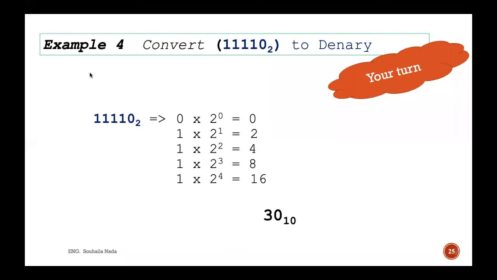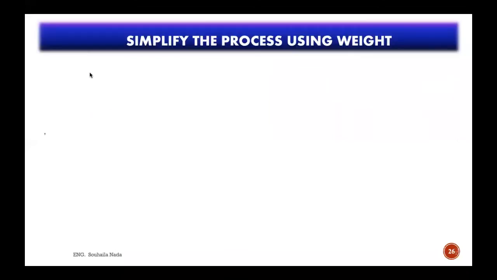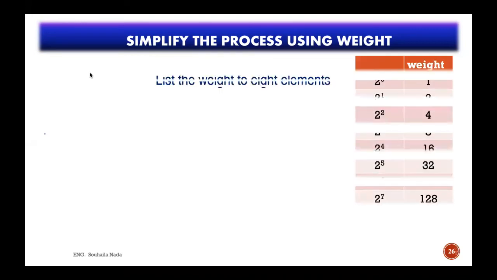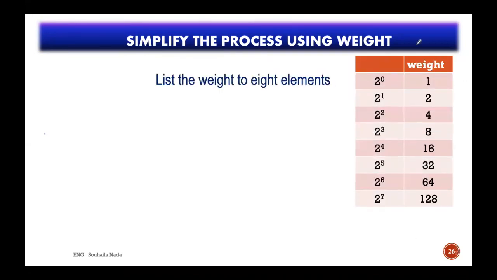Let us go through a simpler way to do it, using what is called weight. What is the weight? We are going to memorize this. The weight is 1, 2, 4, 8, 16, 32, 64, and 128. I think it is easy to memorize, right? Let us say together. 1 plus 1, 2. 2 plus 2, 4. 4 plus 4, 8. 8 plus 8, 16. 16 plus 16, 32. Then 64 and 128, 128 plus 128, 256. This is called weight.